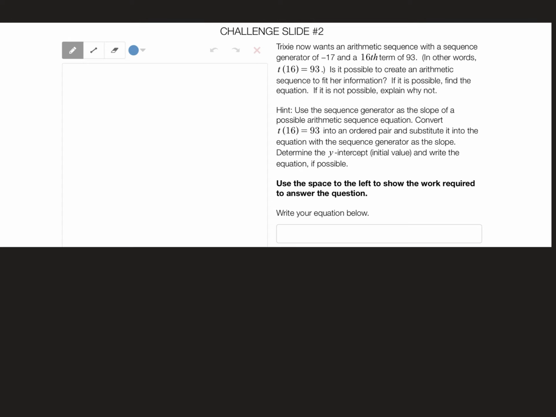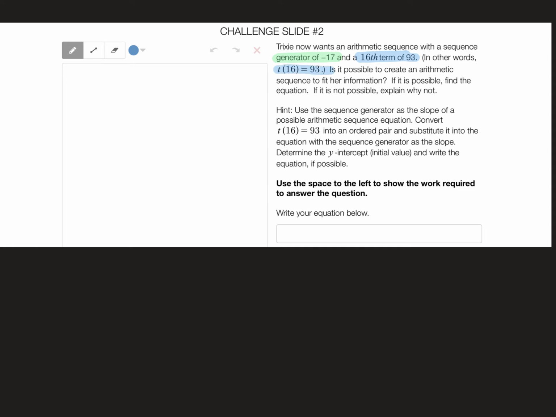Okay, so we've got Trixie at it again. She wants to create another arithmetic sequence. This time our sequence generator we're given as -17. Remember, that's your slope or your common difference. And we're also given the 16th term of 93. So that tells us T of 16 is 93.